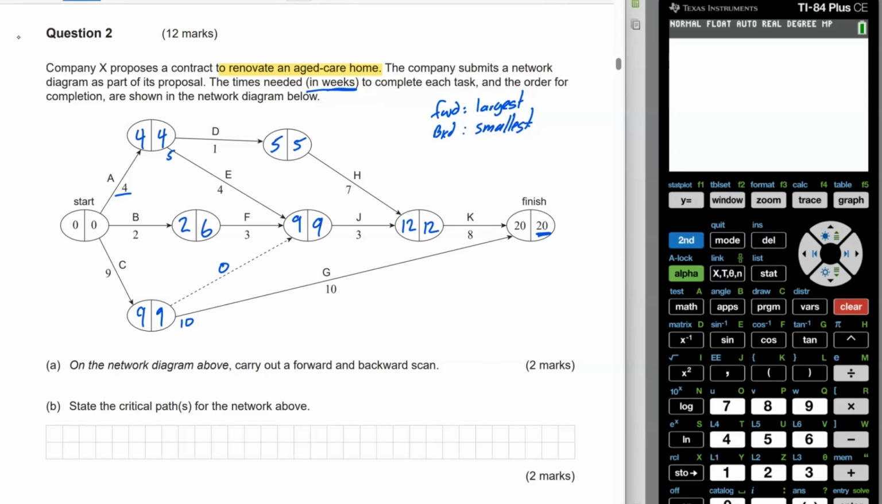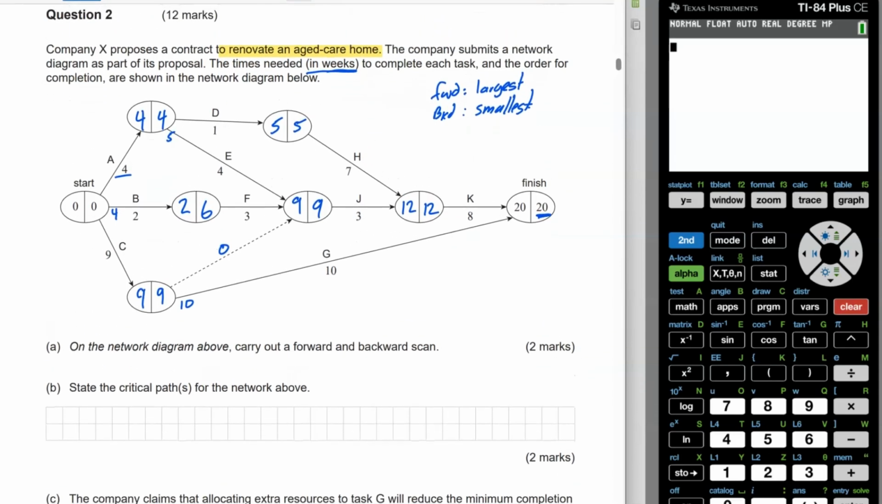I only got the start one to go. So 4 take 4 is 0. So I don't need to write anything there because that's clearly going to be the smallest number. 6 take 2 is going to be 4 at task B. And then 9 take 9 is going to be a 0 as well. And that would be both my scans carried out for part A.